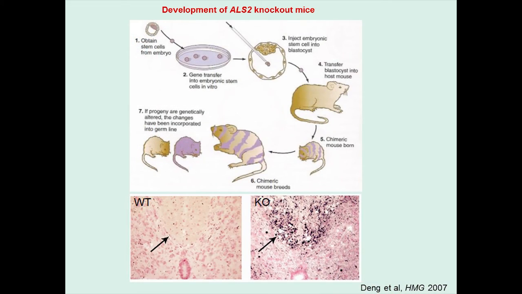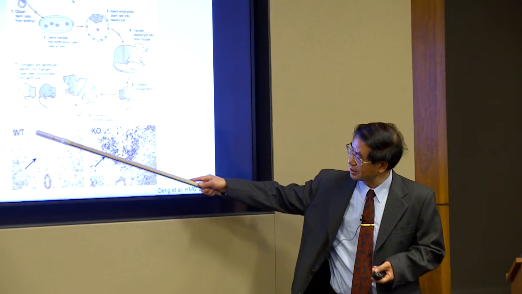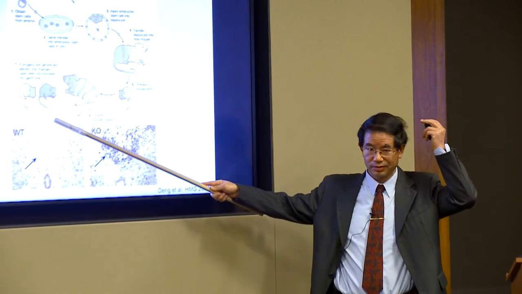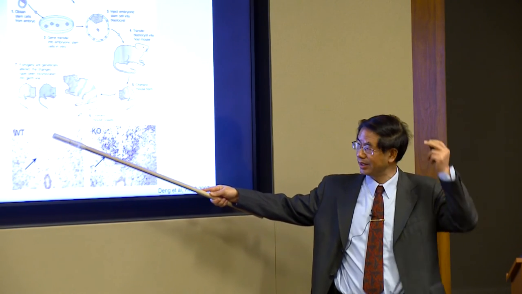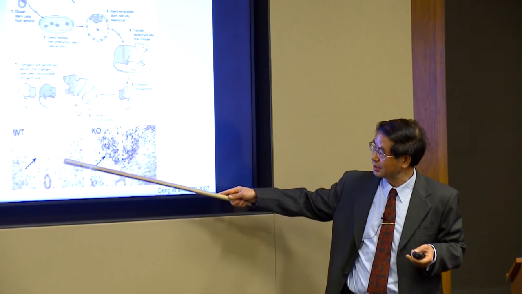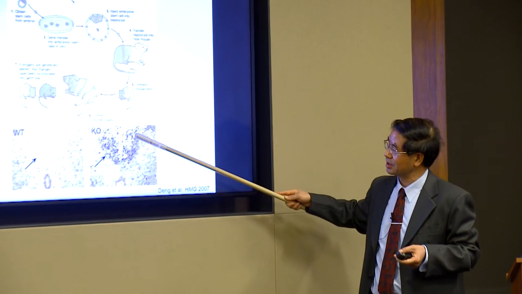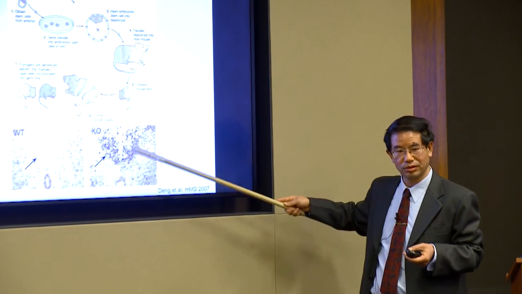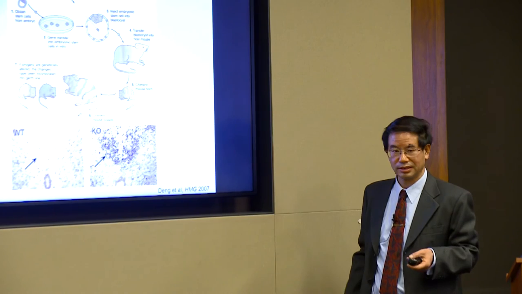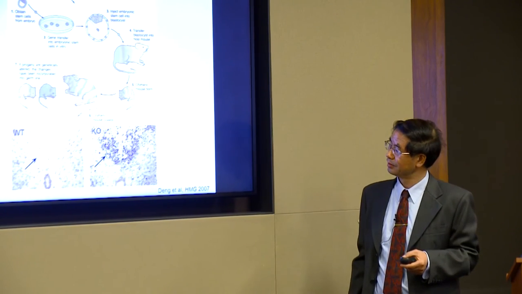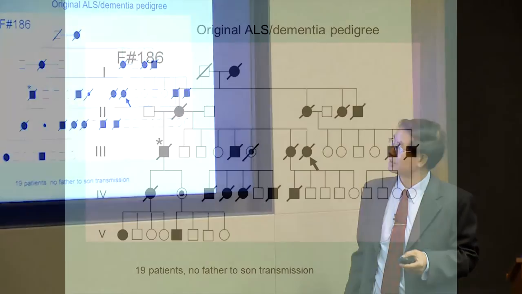For the recessive one, we used a similar approach to remove this gene in the mouse, and let's see what we can see. This is the normal mouse. This is the track that sends the signal from the brain to the spinal cord, to the lower motor neuron. And this looks okay. But in the mutant mouse, we can see this, the corticospinal tract, is degenerated. The highway is disrupted. So this is the second type.